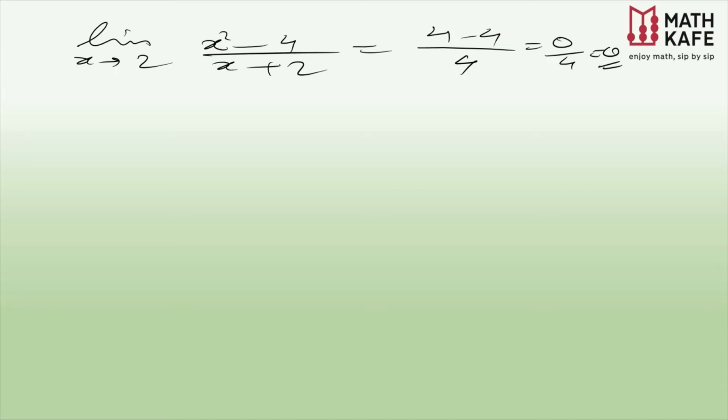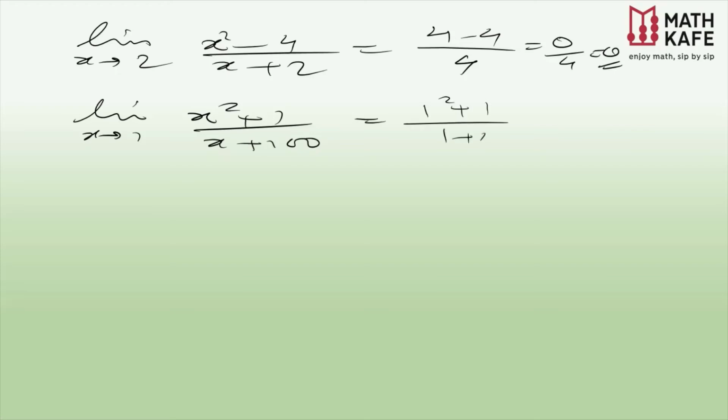Now consider one more example. Limit x tends to 1, (x square plus 1) by (x plus 100). And again when x approaches 1, this is (1 square plus 1) by (1 plus 100), so 2 by 101. Now, so far we have seen all the questions where the denominator is not going to be 0. Now we are going for another example, maybe a simple one like this.